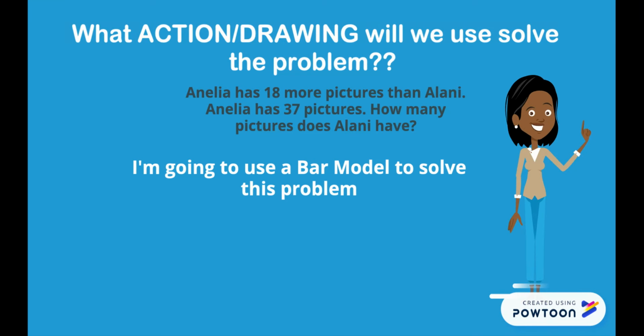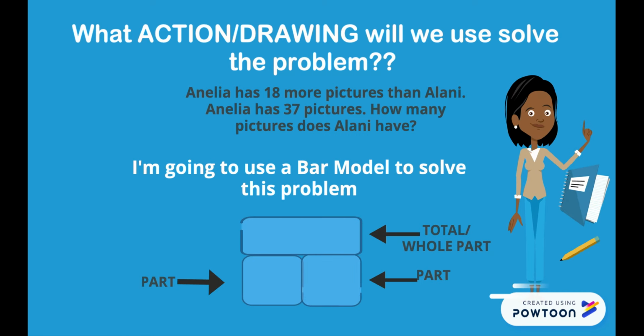So what action plan are we going to use to solve this problem? So we're going to use a bar model today to solve this problem. A bar model has 3 different parts. The total is on top and 2 parts are directly underneath it. And when you add those 2 parts together, it should equal the total on top.